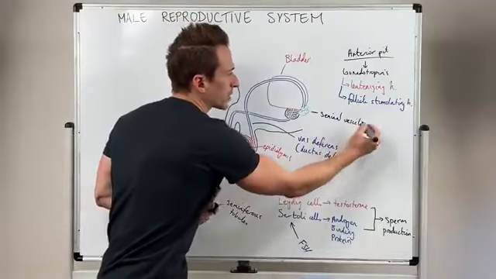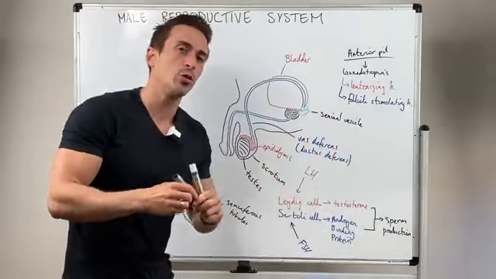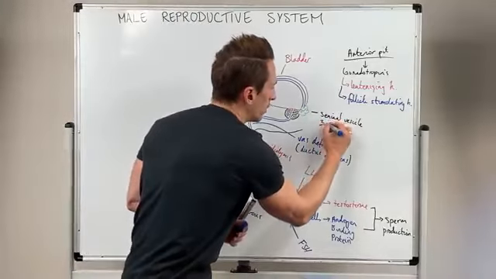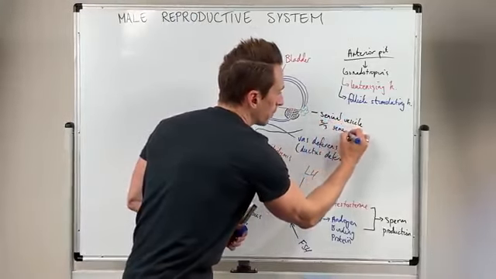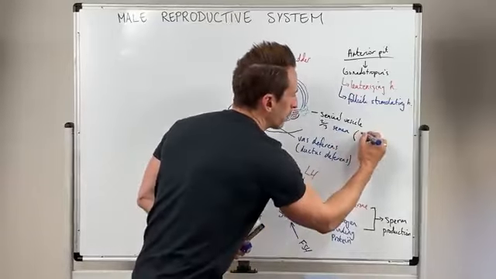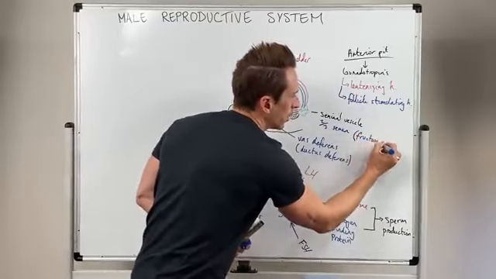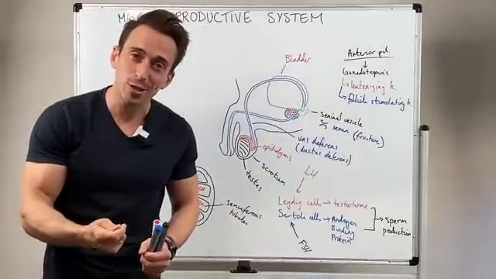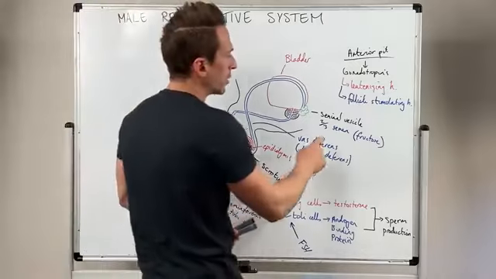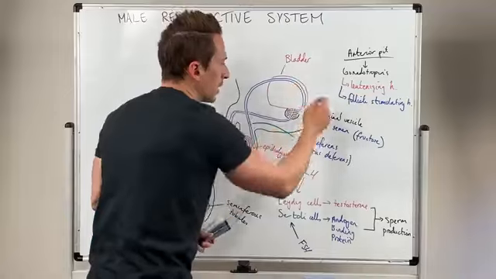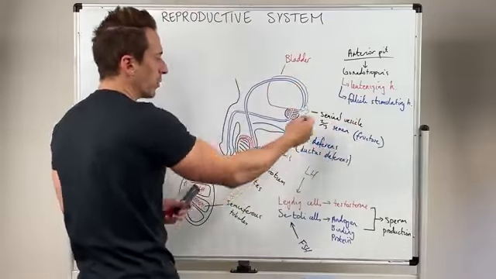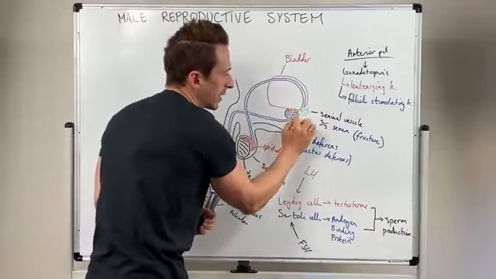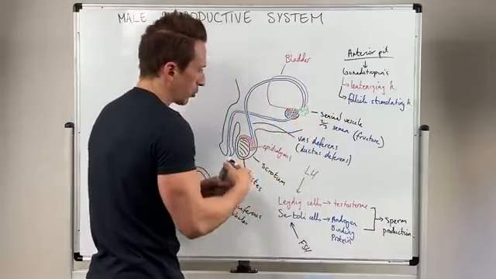The seminal vesicles produce a really important fluid. They actually produce two-thirds of the volume of semen. And one of its major components is fructose, which is an energy source. So, fructose, very similar to glucose, is what sperm uses as its energy source. Eat your fruit, gentlemen. So, seminal vesicles produce this seminal fluid. It mixes with the sperm that's coming from the testes via the ductus deferens, and it enters the ejaculatory duct, right here.